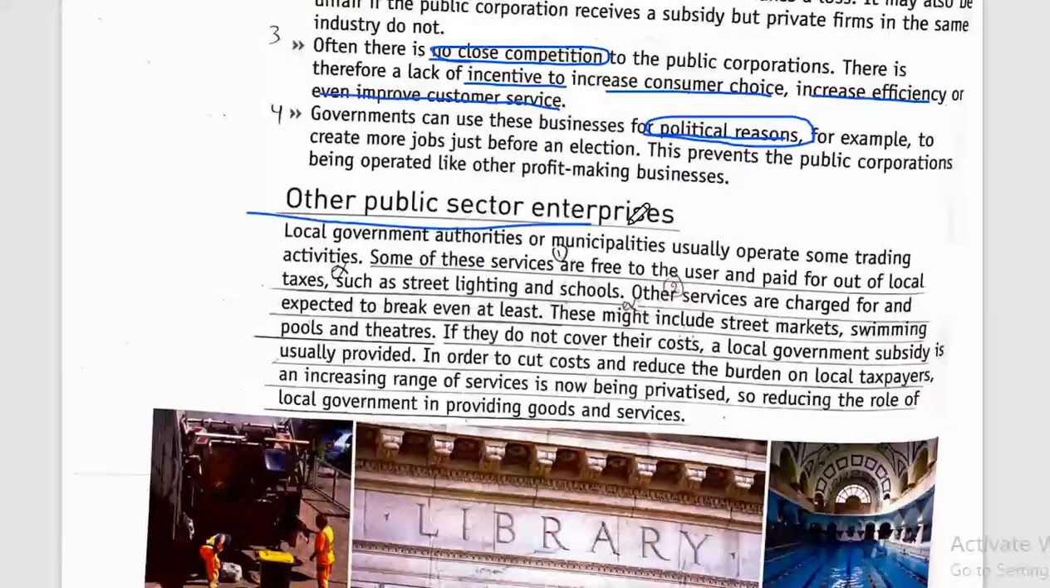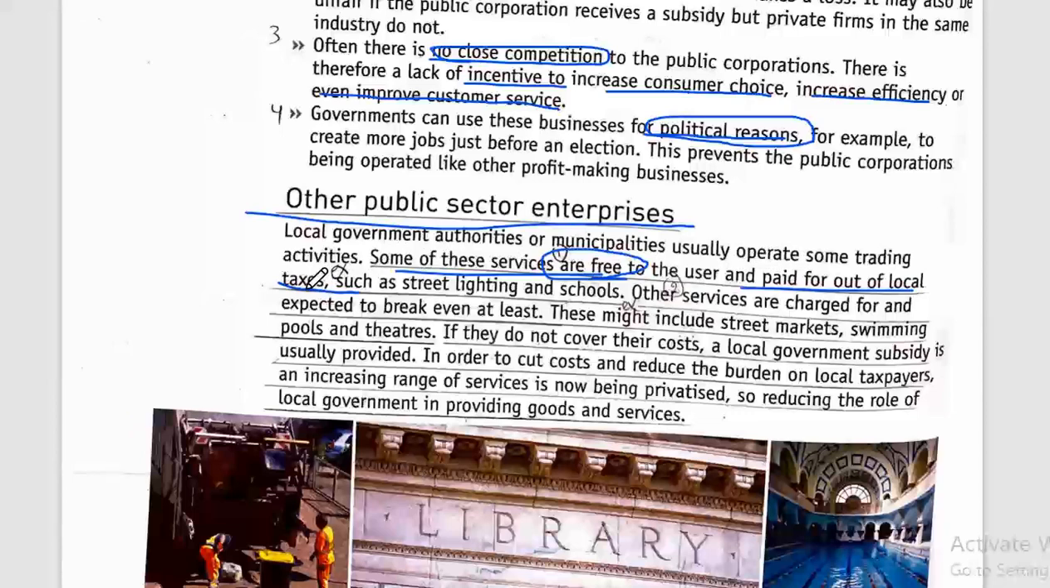Other public sector enterprises, government authorities, or municipalities usually operate some trading activities. Some of these services are free to the user, and this is something that we must know, and they are paid out of the local taxes.